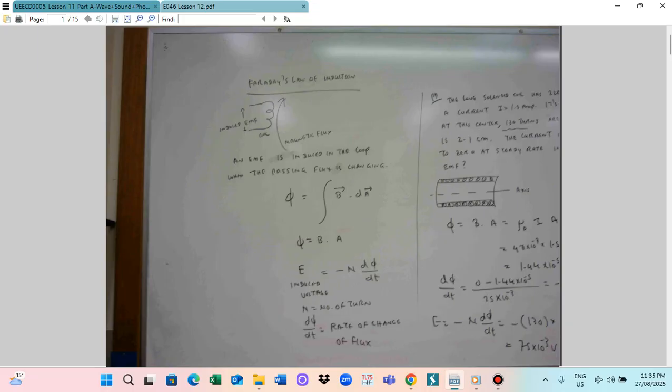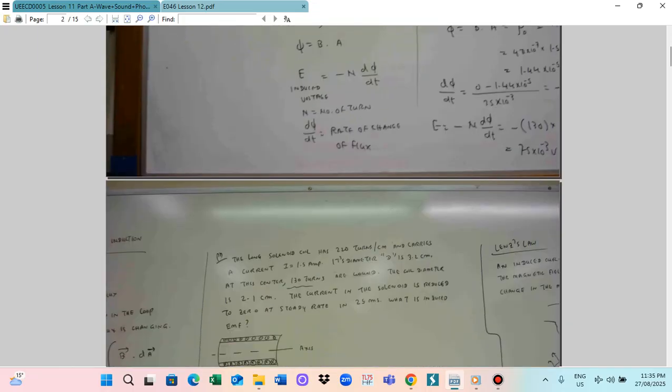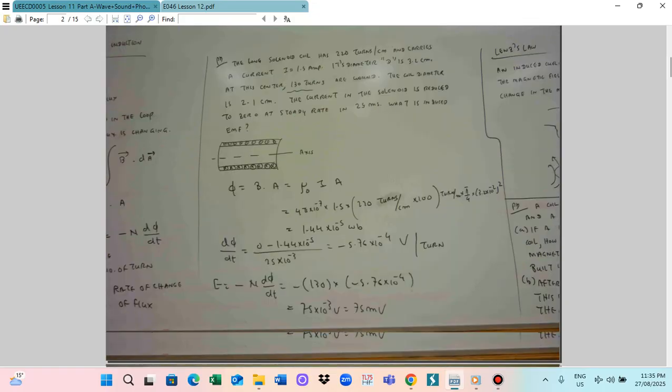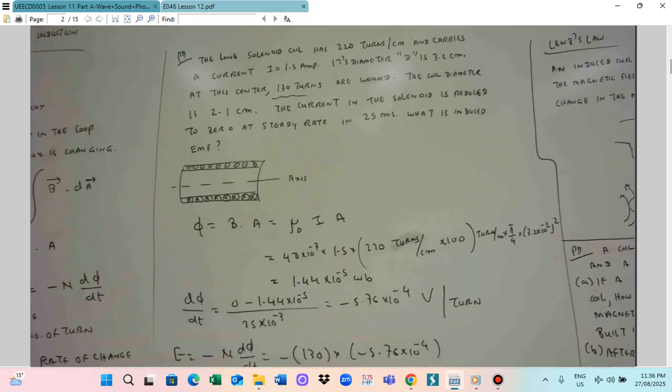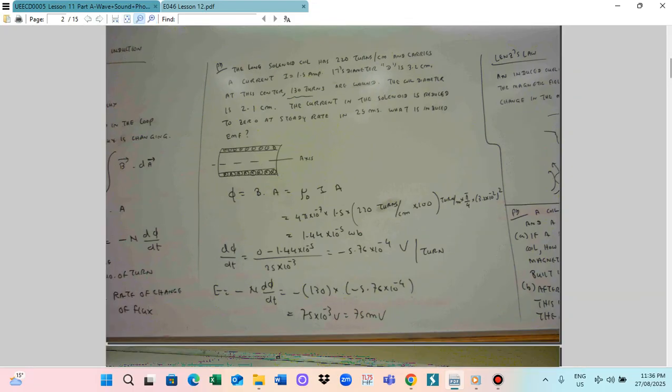The problem: a long solenoid has 220 turns per centimeter. It carries a current of 1.5 amperes. Its diameter D is 3.2 centimeters. At the center there is a coil of 130 turns, and the coil diameter is 2.1 centimeters. The solenoid current is reduced to zero at a steady rate in 25 milliseconds. What is the induced EMF?